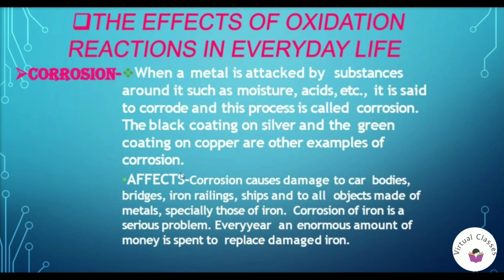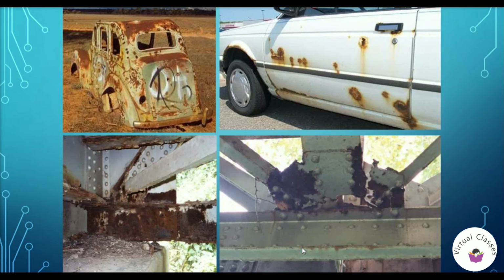Effects. Corrosion causes damage to car bodies, bridges, iron railings, ships, and to all objects made of metals, especially those of iron. Corrosion of iron is a serious problem. Every year, an enormous amount of money is spent to replace damaged iron. You can see in the figure the effect of corrosion on iron articles.